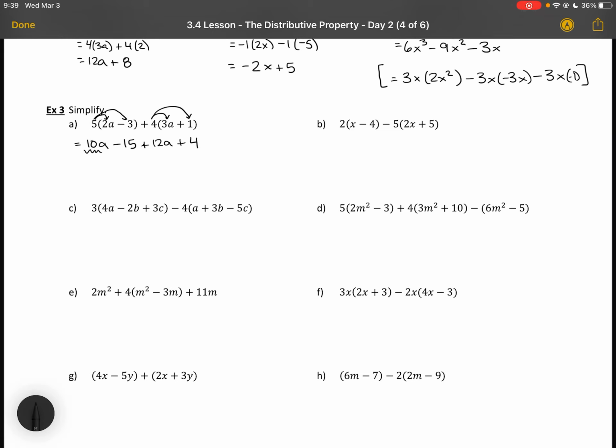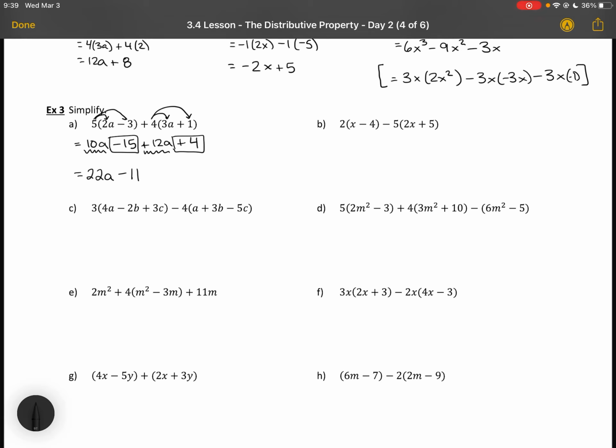Now I'm going to notice that I have two terms that have an a and two terms that are numbers. I'm going to take the numerical coefficients in front of my a's and add them together to get 22a. And I'm going to take my numbers and add them together using my integer rules.